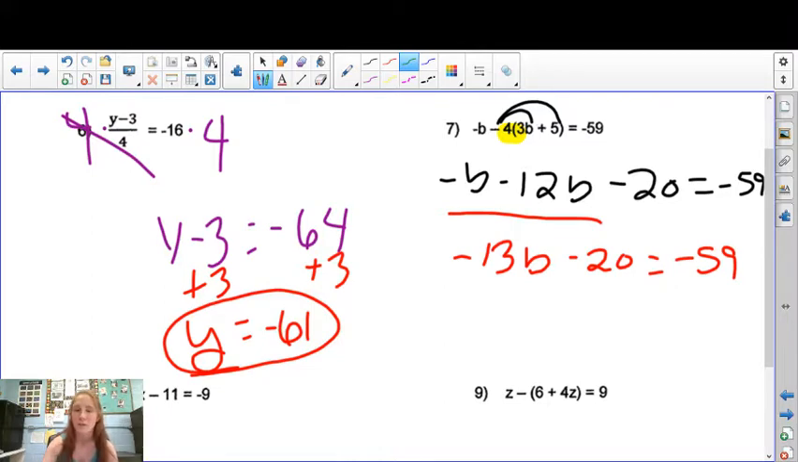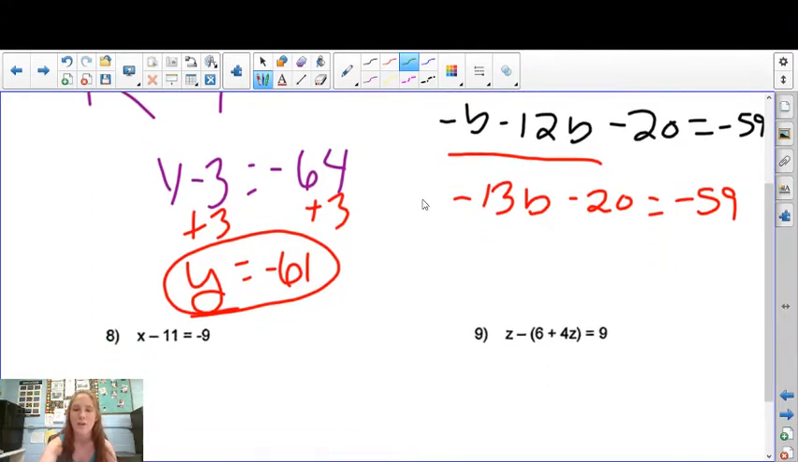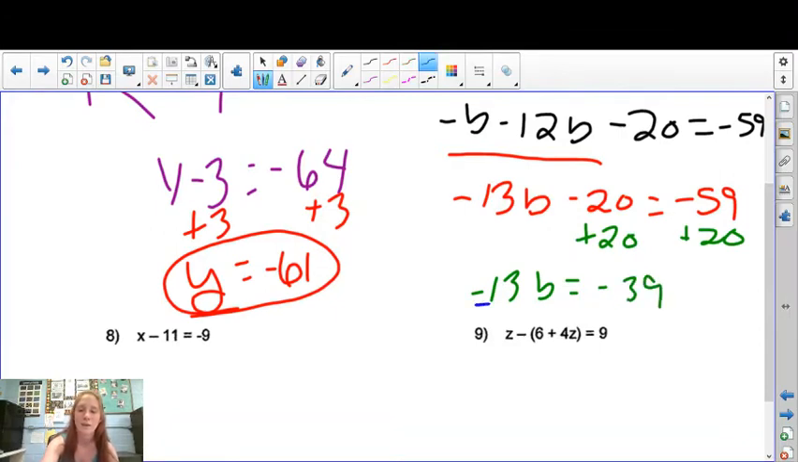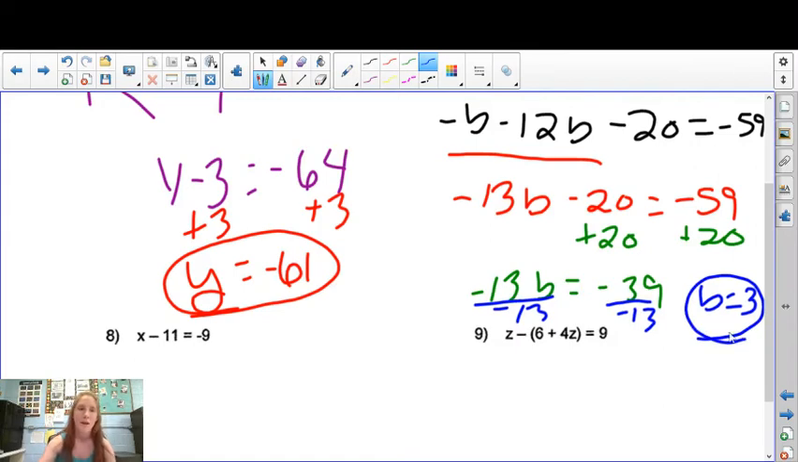Next, I'm going to undo that subtraction by using my addition rules. So negative 13b is equal to negative 39. And my last step is I'm going to divide by negative 13. Negative divided by negative will give me positive, and that is a 3. All right, I'm going to pause. I'll come back to you guys in a moment.